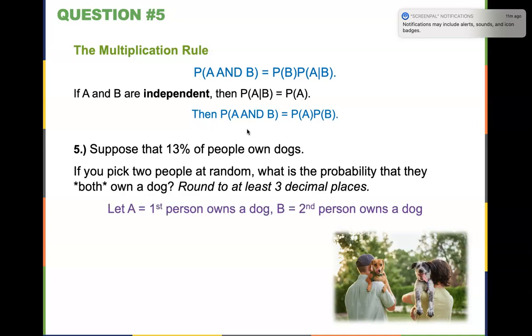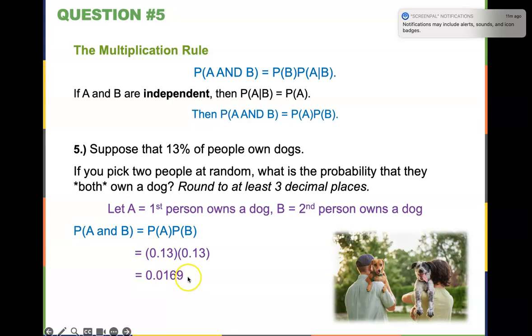So you can let A be the event that the first person owns a dog, and B the event that the second person owns a dog. Now the probability of A and B is equal to the probability of A times the probability of B. That's just 0.13 times 0.13. That's 0.0169 or 1.69%. In terms of what is written in OpenMath, just follow whatever the directions require. In this case, notice that the percentage is changed to a decimal. So our final answer, 0.0169, represents 1.69%.